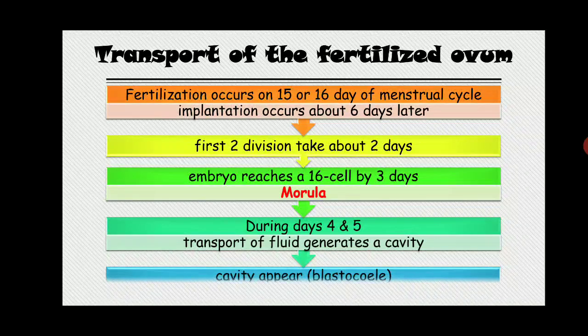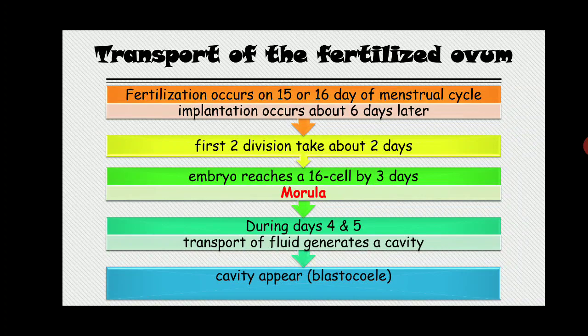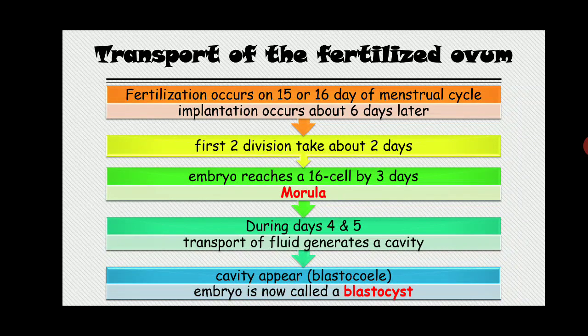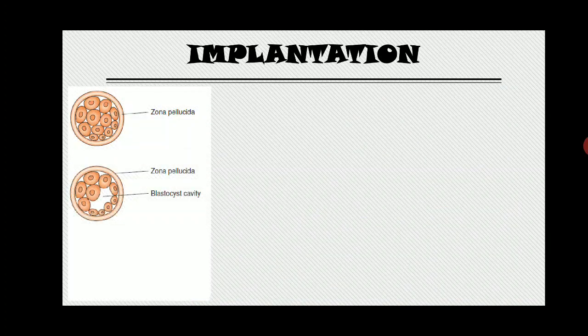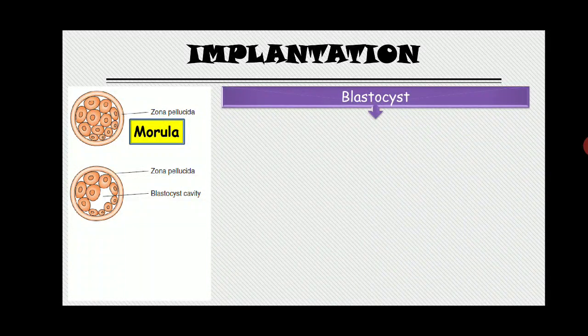Now the implantation. As I told you, the 16 cell stage is known as the morula, and once the fluid filled cavity appears inside it, it is known as the blastocyst, which is present at day number 4 and day number 5.